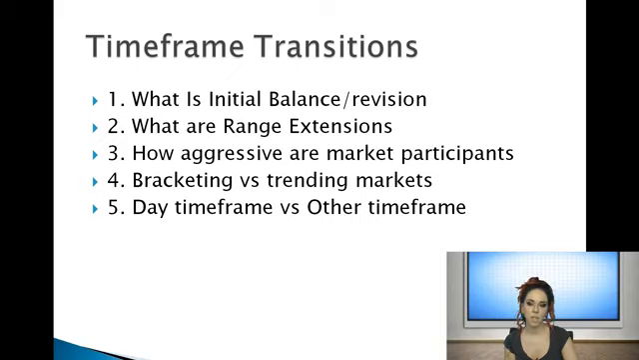So on the agenda in this lesson is a revision of what initial balance is. We're going to go through the range extensions as well. We looked at these in the previous lesson. We're going to read the aggressiveness or lack of aggressiveness of market participants. And finally, we have bracketing versus trending markets, what to look out for. In another way, it's looking at whether the market is ranging or not. So bracketing is another word for ranging. And finally, we have transitioning from day time frame to other time frame participants, locals versus the institutions.